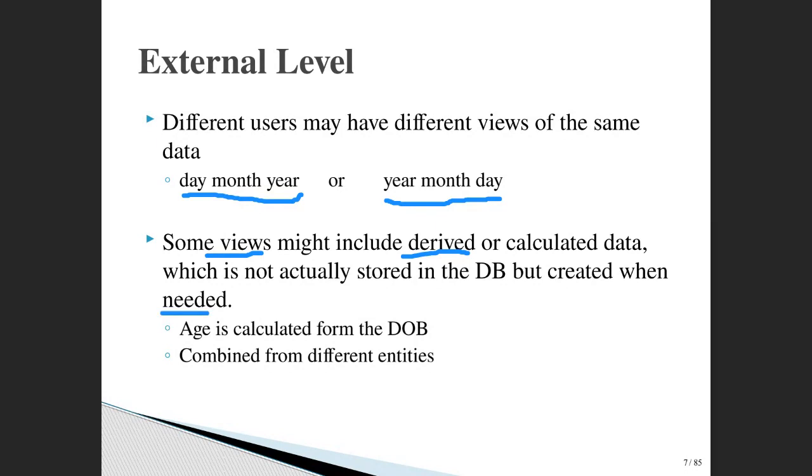For example, if you have the date of birth, you can calculate what? You can calculate the age. Does this age exist? It doesn't exist. It's derived. We can call it derived, okay? So this is an example. Or you can have two or more entities combined together, like for example your timetable, which combines the course and the section, and the faculty member. This is just an example.